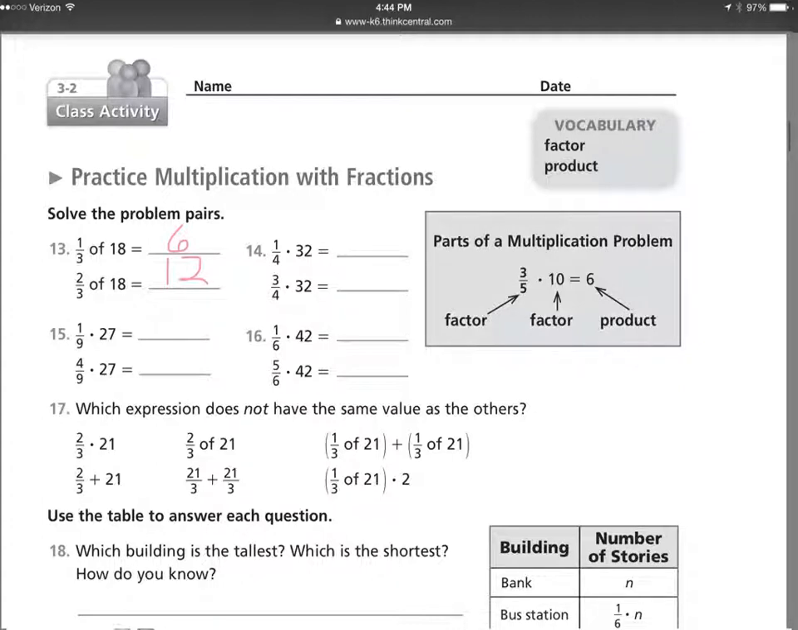Number 17 has a list of expressions. All of them are fairly similar to each other, but only one of them doesn't really say the same thing that the others do. So I'd like you to pause the video and see if you can figure out which one is not like the others.